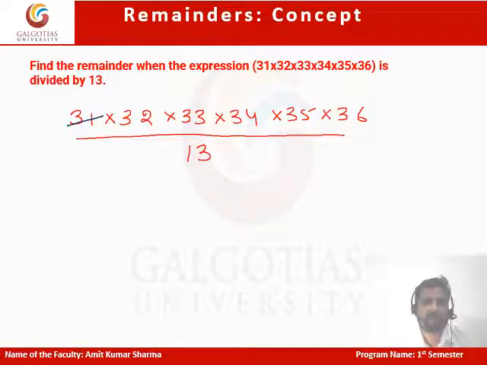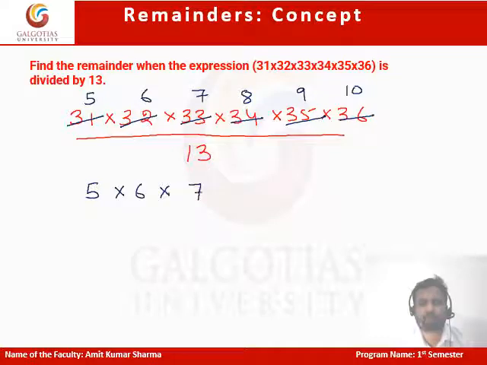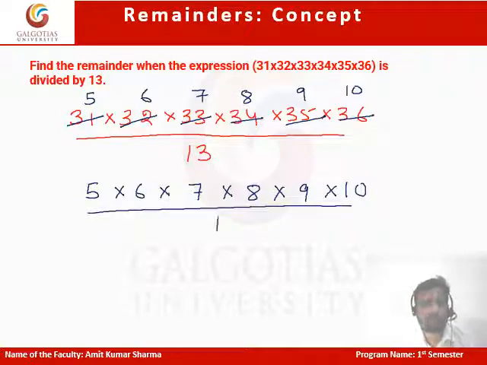So 31 divided by 13, 13 twos are 26, remainder is 5, remainder is 6 here, remainder is 7 here, 8 here, 9 here and 10 here. Now what is our question left? It is just 5 into 6 into 7 into 8 into 9 into 10. This is the number. We need to find out what is the remainder when it is divided by 13. Right? We will not calculate the whole multiplication. We just focus only on remainder.